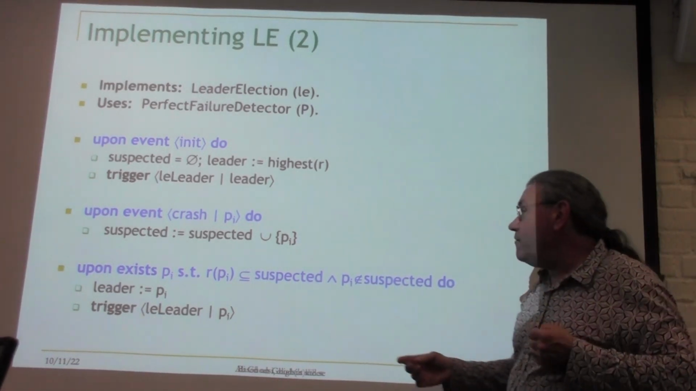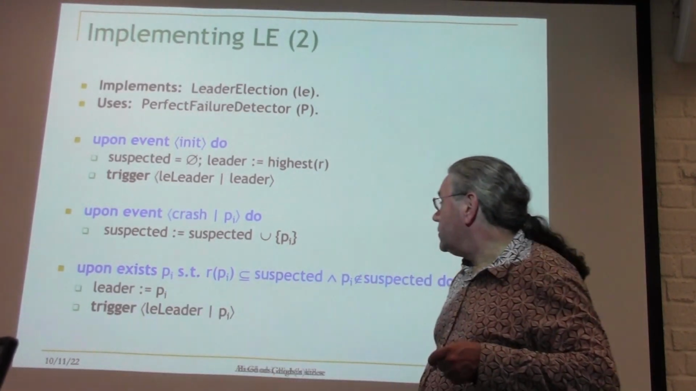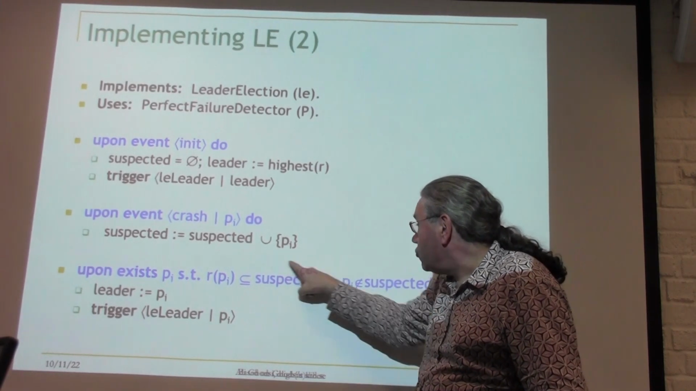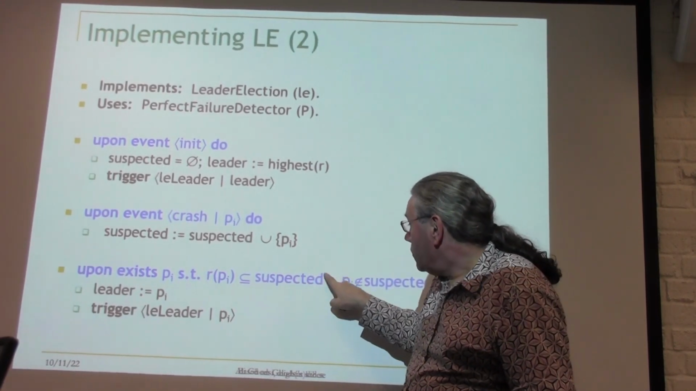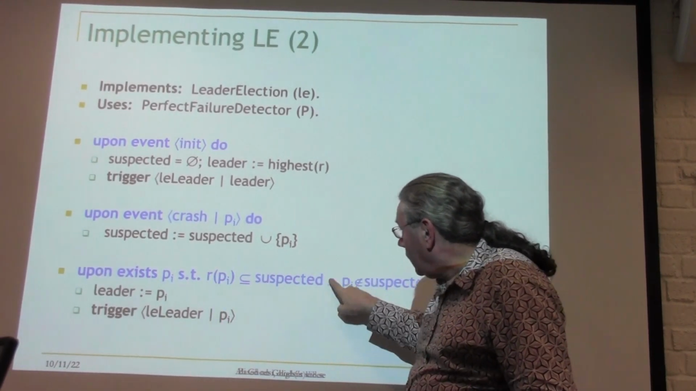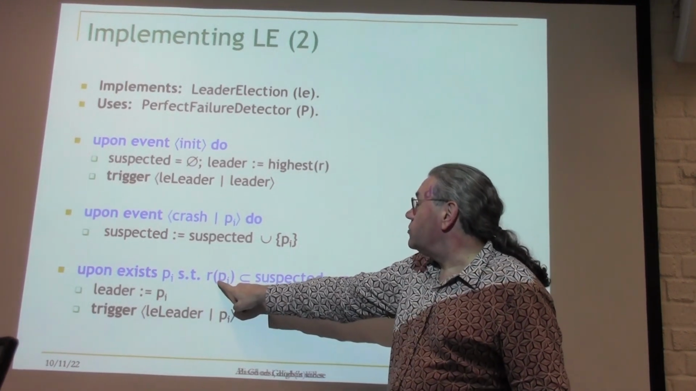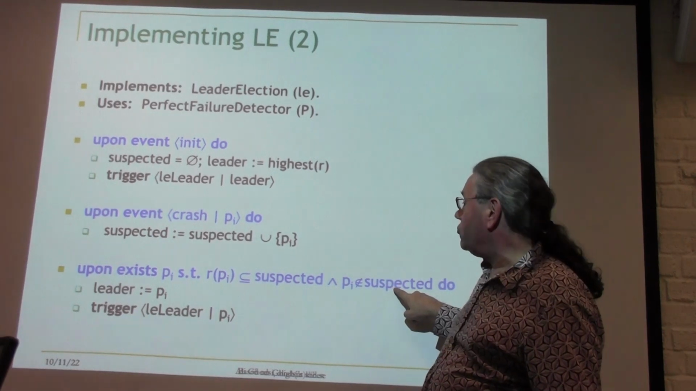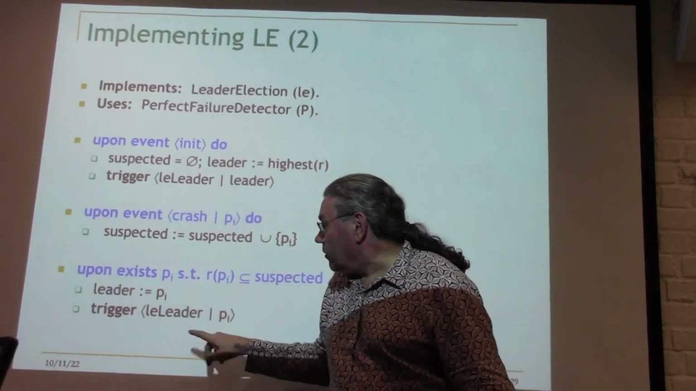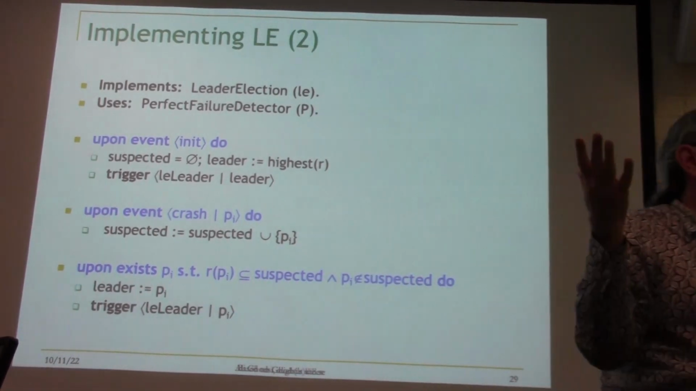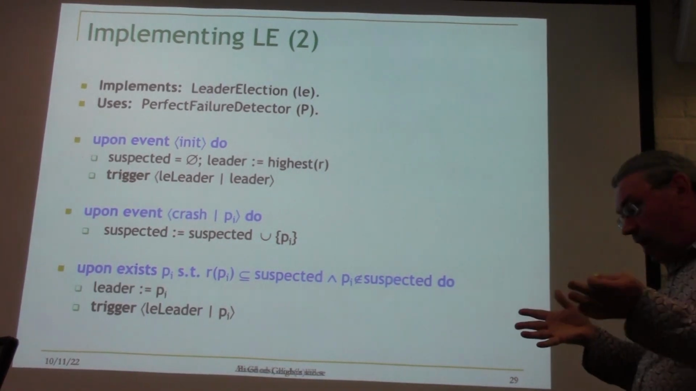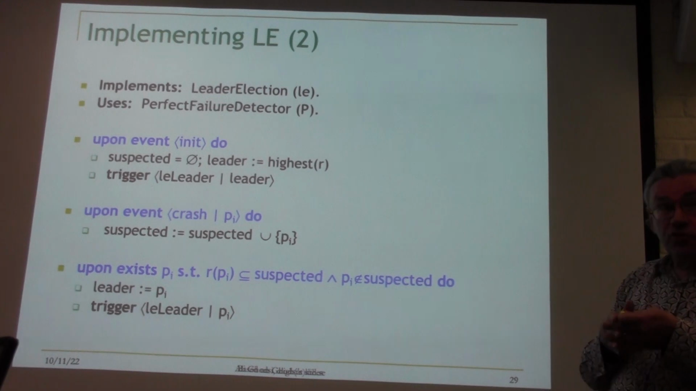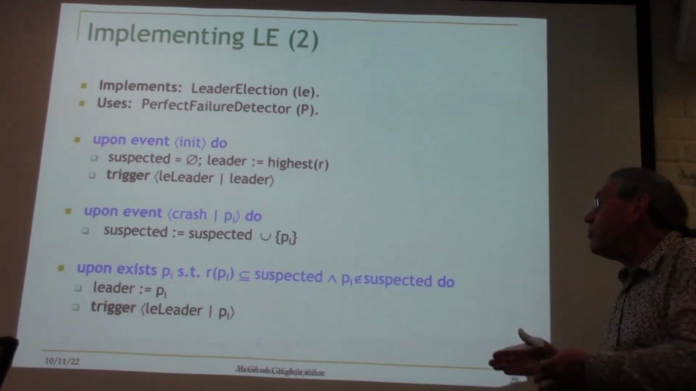So if there exists a Pi such that all the higher ranked nodes are crashed, they're a subset of suspected. So the way to read this formula is all the higher ranked nodes than Pi are crashed, and Pi has not crashed, then Pi is the new leader. Ta-da! Very simple. Okay? So basically, you pick the highest ranked node as a leader, and if that node crashes, you pick the next one, and so forth.